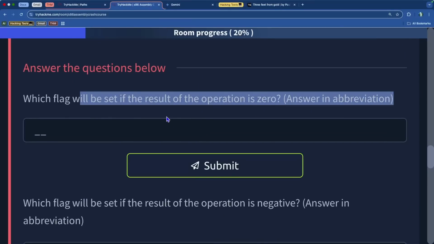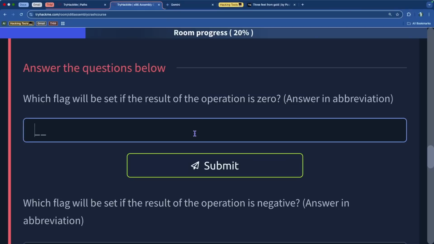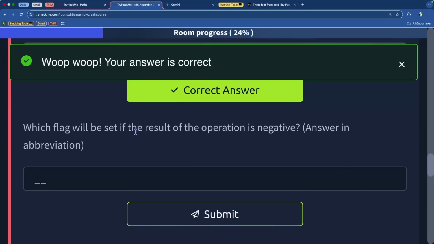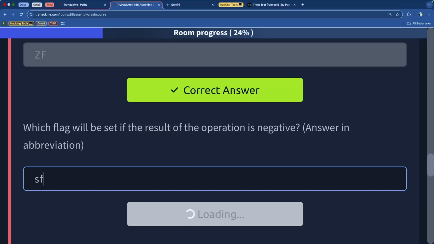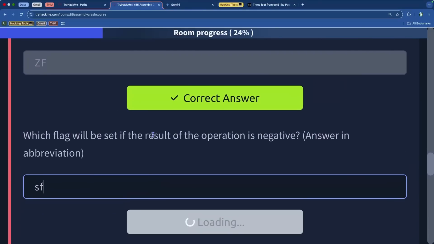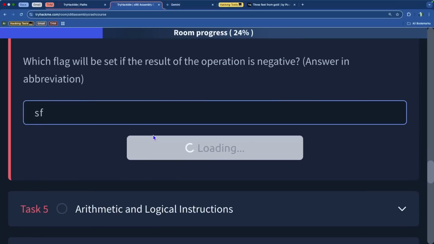Which flag will be set if the result of the operation is 0, and that's going to be the ZF, the zero flag. Which flag will be set if the result of the operation is negative, and that's the sign flag. So think about the sign flag as the negative sign, the minus sign, and that would be the SF. So now we can move on to arithmetic and logical instructions.